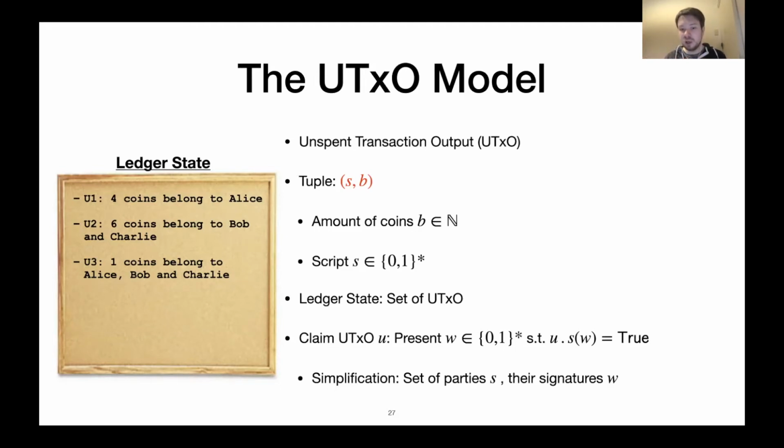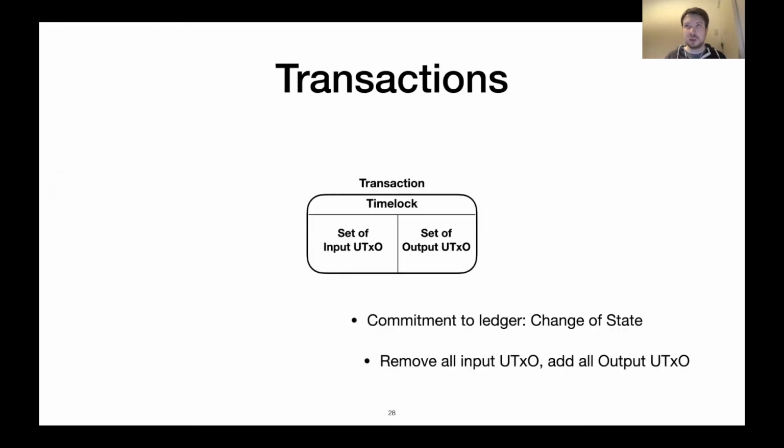In our work, we simplified this a bit by saying the script specifies a set of parties such that if the witness contains signatures of all parties within that set, then the script will evaluate to true. In this model, the ledger state is represented by all active UTXO. We can perform a state transition on the ledger by committing a transaction to it.